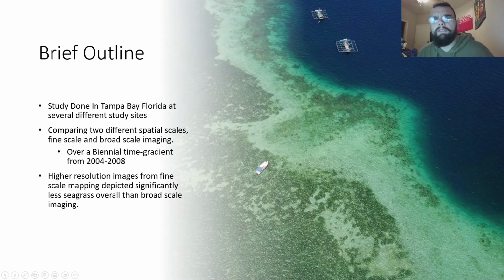A brief outline of the study is that it was done in Tampa Bay, Florida, at several different study sites, comparing two different spatial scales, a broad scale and a fine scale imaging system. This was done over a temporal scale as well on a biennial time gradient from 2004 to 2008. And the overall consensus was that higher resolution images from fine scale mapping depicted significantly less seagrass overall than the broad scale imaging did.